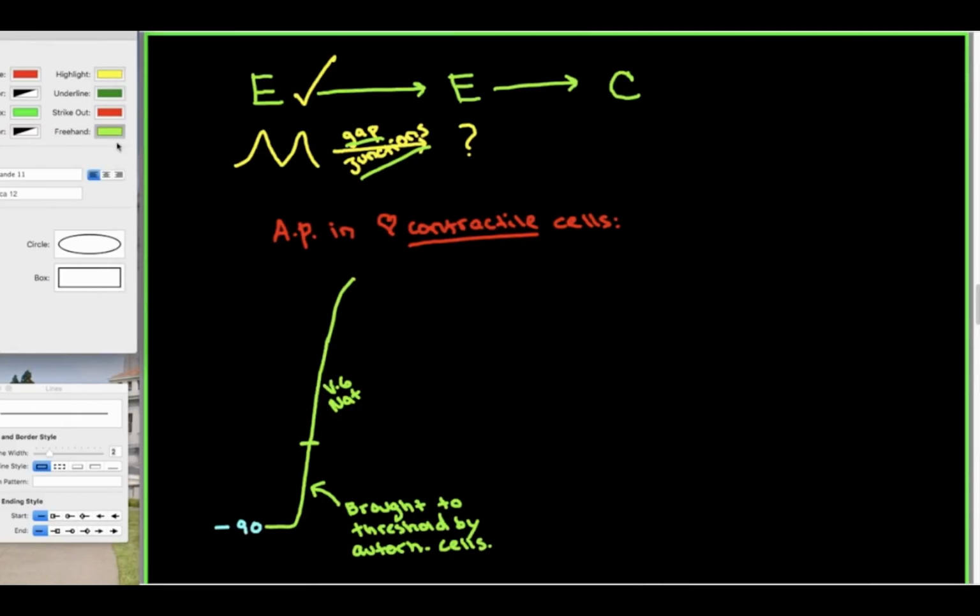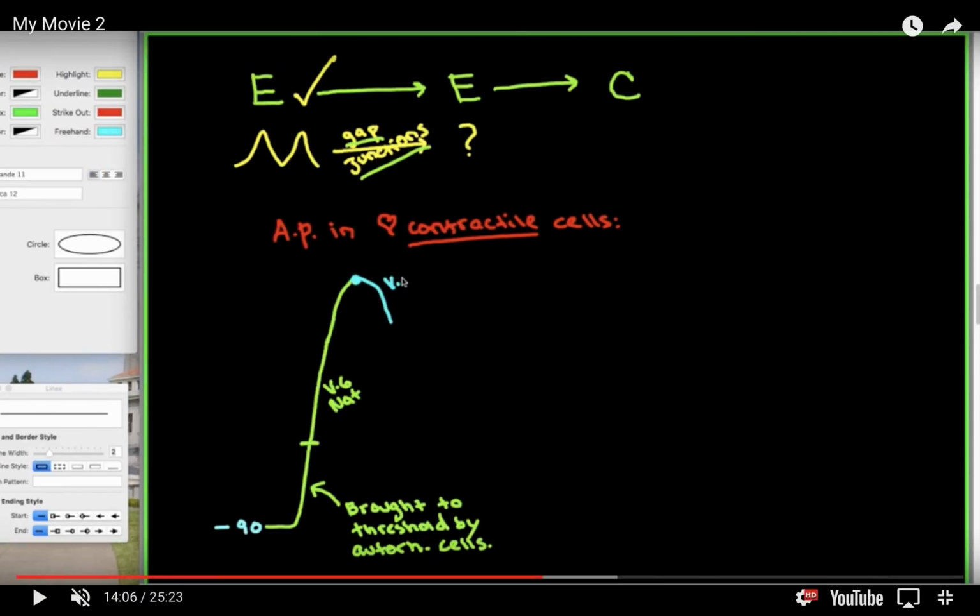Then we get to some peak of depolarization, and we begin to repolarize just like we always do, and that has always been due to potassium channels. Voltage-gated potassium channels, potassium leaves, and we get a little bit more negative. So nothing too different compared to the neuron's action potential, where more negative than normal in these contractile cells. But voltage-gated sodium causes depolarization, voltage-gated potassium causes repolarization.